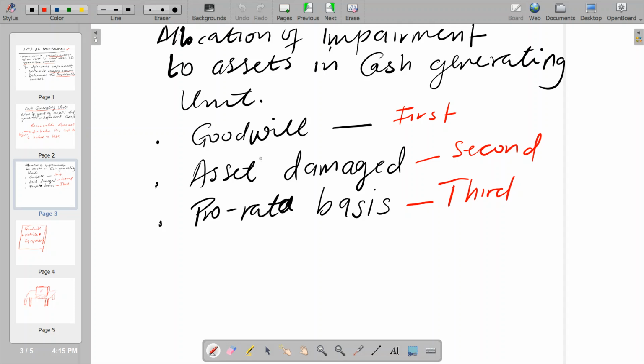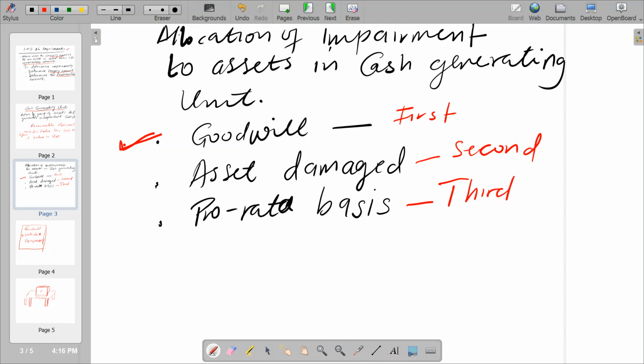Right. So if we have a cash generating unit and there's an indication of impairment, and then we need to allocate the impairment over the cash generating unit, how do we start? Where do we start from? We first of all start with the goodwill. If there's any goodwill in the cash generating unit, we allocate the impairment loss to the goodwill. If after the allocation to the goodwill, there's still a balance of the impairment loss, then we'll allocate it to the asset that is damaged.